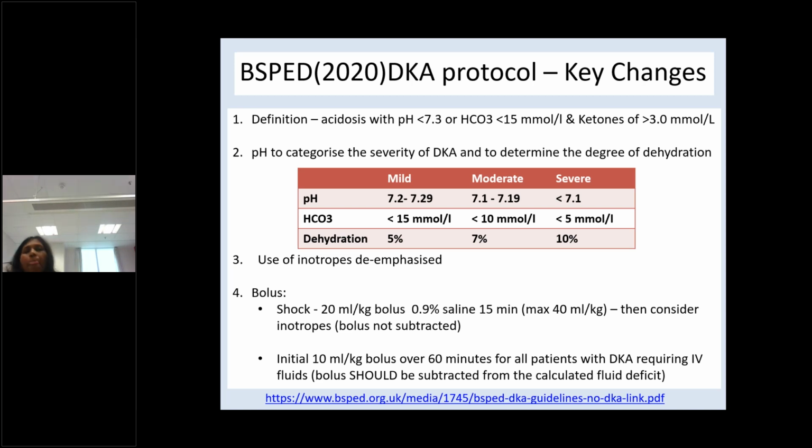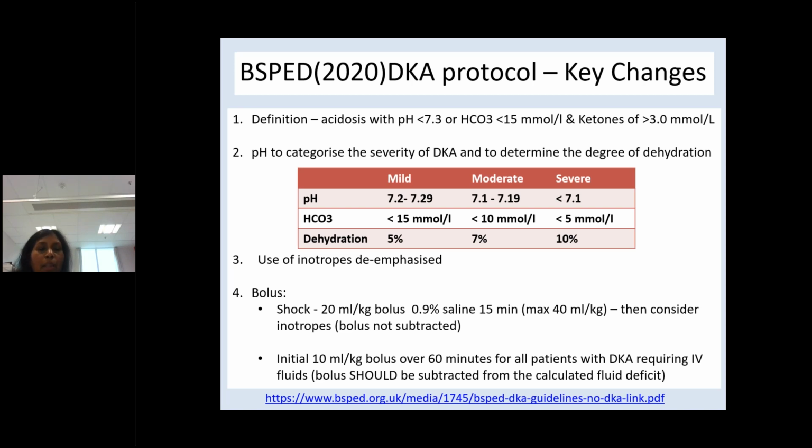And in terms of the bolus, in the previous protocol, based on the assessment, we used to give 10 mils per kilo, and then we used to subtract that. However, in the current protocol, we have a resuscitation bolus, which is based on the shock. We can give a maximum of 20 mils per kilo bolus, which is obviously 0.9% saline, and we can give up to a maximum of 40 mils per kilo. And then we can consider the inotropes, as I stated earlier. However, this bolus is not subtracted. Previously, we used to subtract any bolus we gave to the children with DKA.